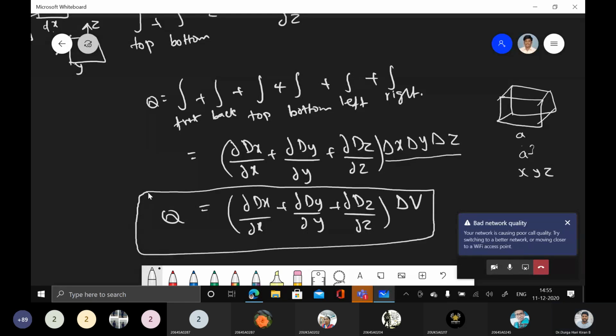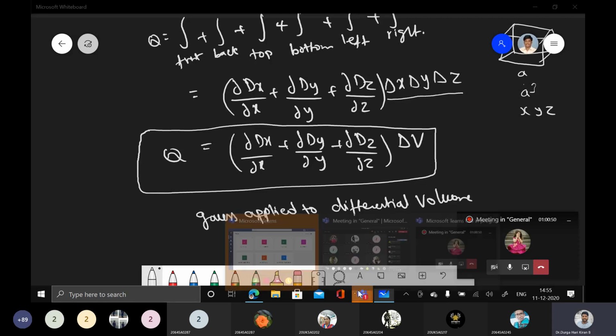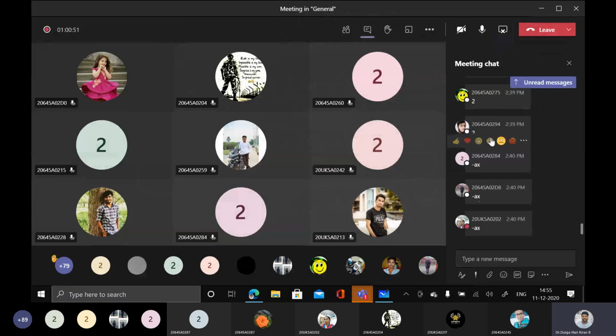So this is simply Gauss law applied to differential volume. Okay, Gauss law applied to differential volume.